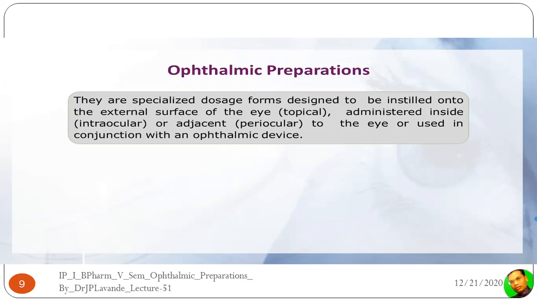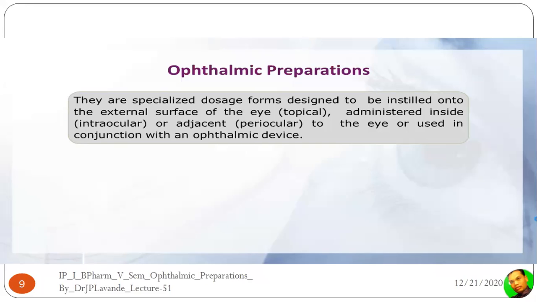These are also administered intraocular, that is, introduced inside of the eye. So these are said to be intraocular or adjacent to the ocular, that means periocular, meaning surrounding the ocular cavity or the eyeball. Ocular is that related to the eyeball. So topically, we are instilling onto the surface of the eye, we are introducing inside of the eye, and we are introducing it surrounding the eye, and these are used in conjunction with the ophthalmic devices.